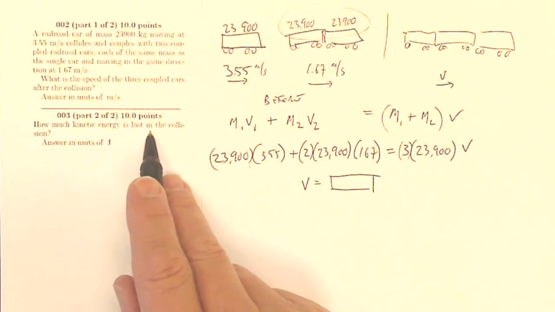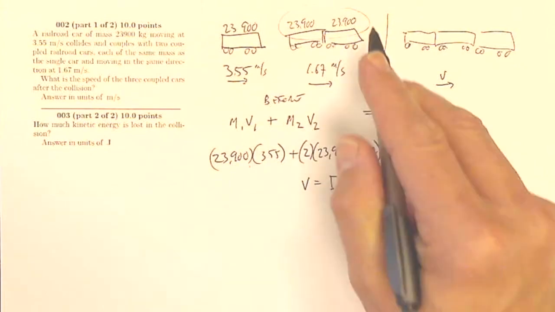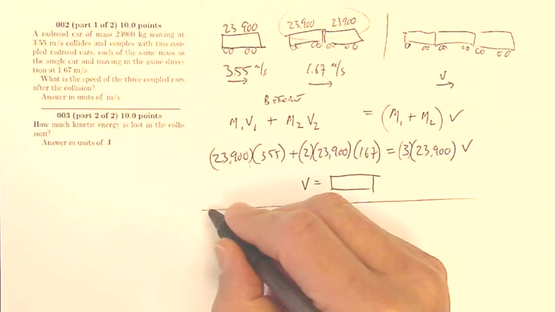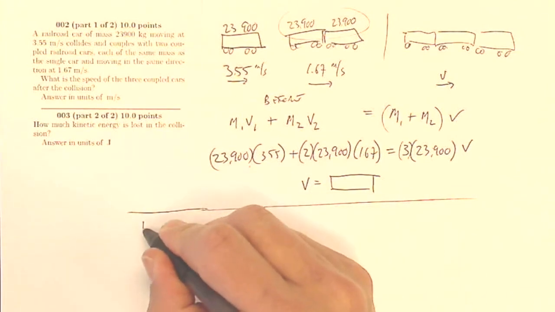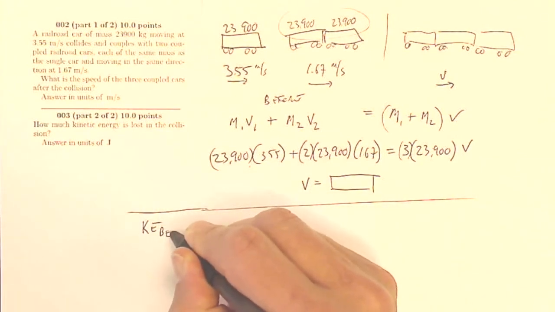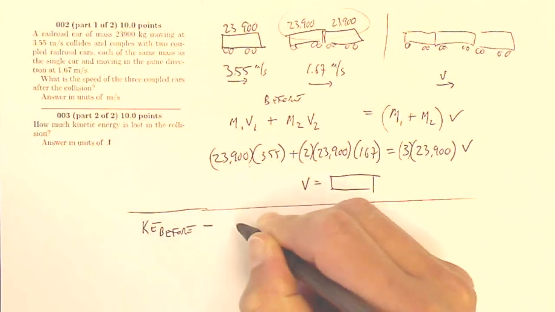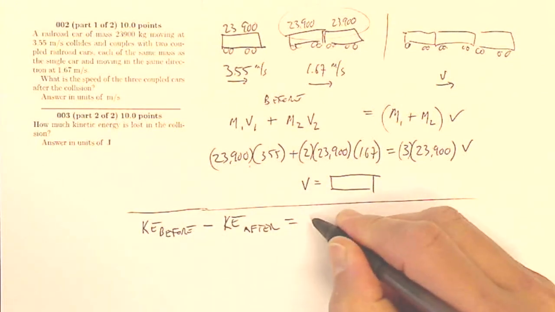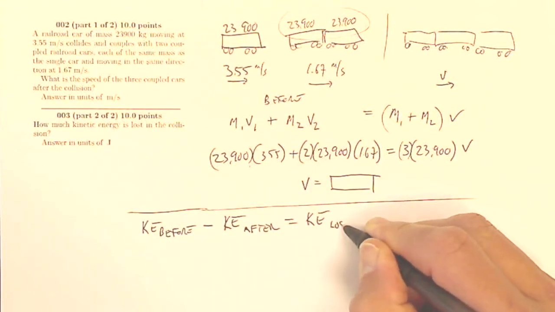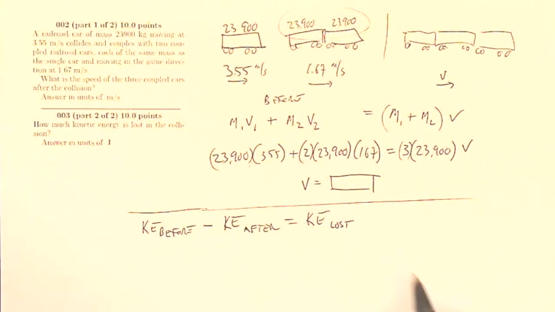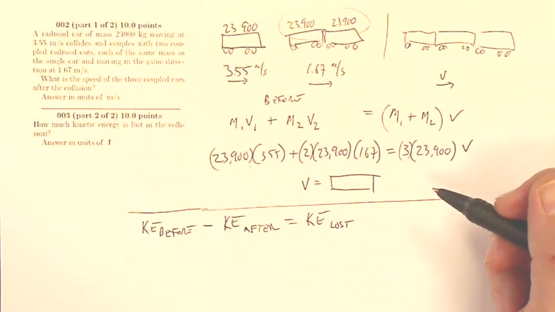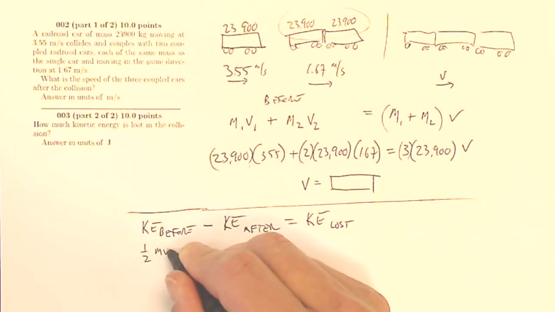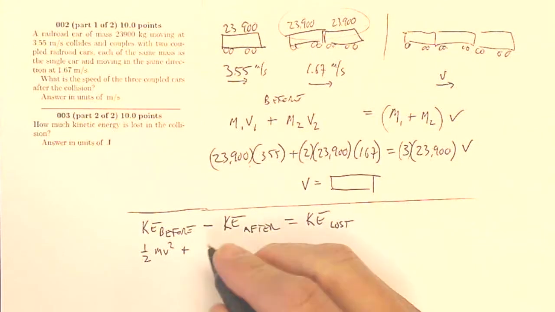How much kinetic energy is lost in the collision? Well, now I need to know how much kinetic energy I had here and how much kinetic energy I have here and subtract them. So what I'm going to do for that is I'm going to take my KE before and I'm going to subtract my KE after and see how much energy is lost. So that's going to be KE lost. And I know energy is going to be lost because this is an inelastic collision where you're always going to be losing some energy.